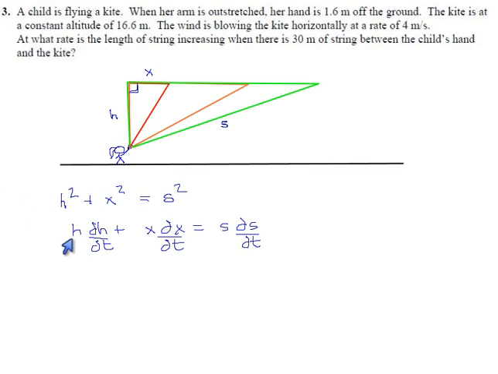Okay, height. Well, the height here is 15 meters. dh dt, now this is funny. How fast is the height changing? It's not. It's not changing at all, which means that whole term's going to drop out.